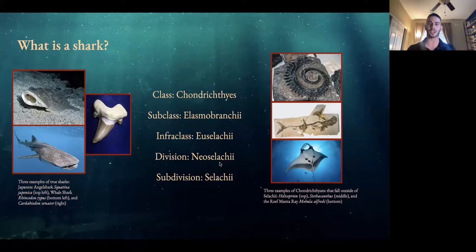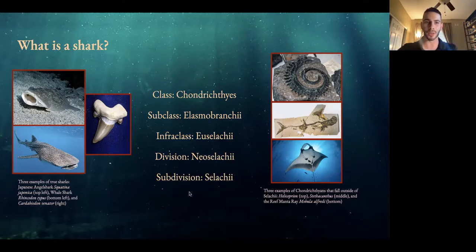And within Neoselachii are the Batoids as well, which are the modern rays and skates and all of those. Those used to be considered highly derived sharks, meaning they split off from the shark lineage. However, this has been proven incorrect due to genomic testing, which has actually shown that they're a sister group to sharks.